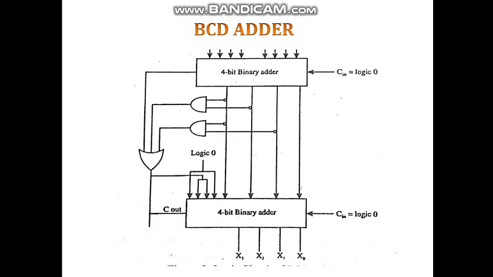Now if the sum of the binary adder is between 10 to 15, there is no carry generated, and the binary sum needs correction to obtain the correct BCD output. And if a carry is generated, between 16 to 19 in the binary adder, the sum of the binary adder also needs to be corrected in BCD.